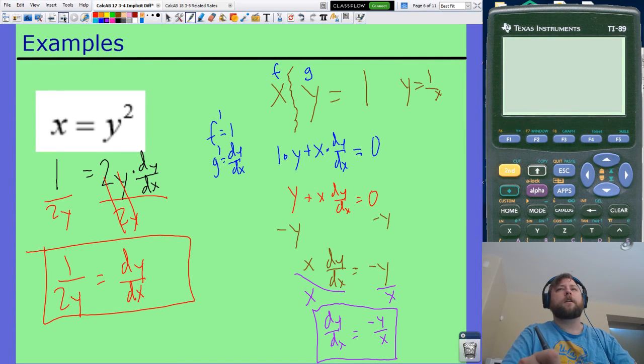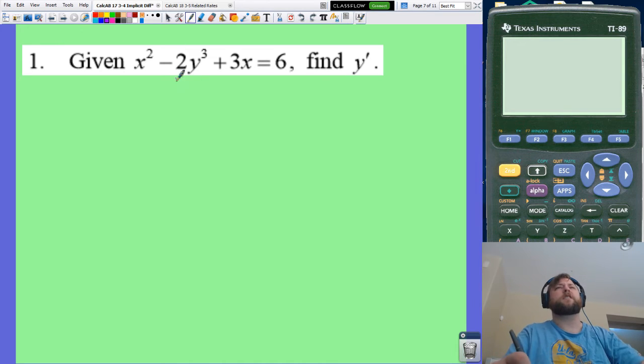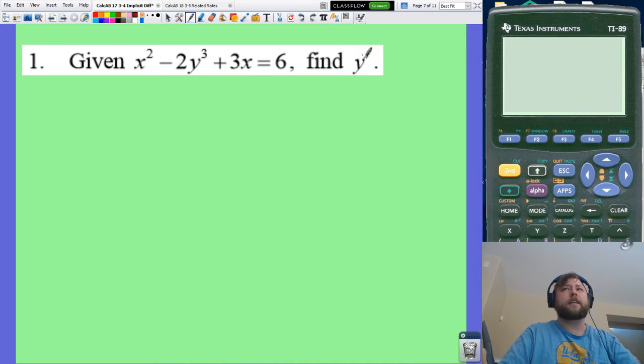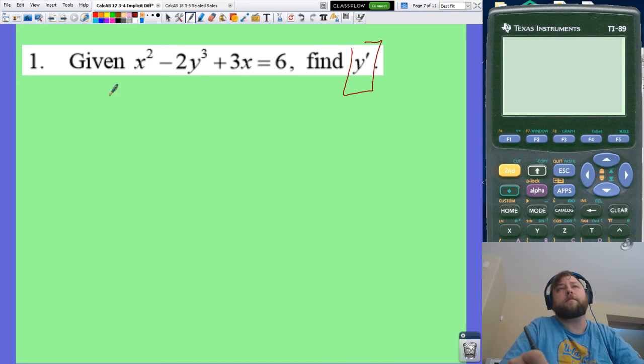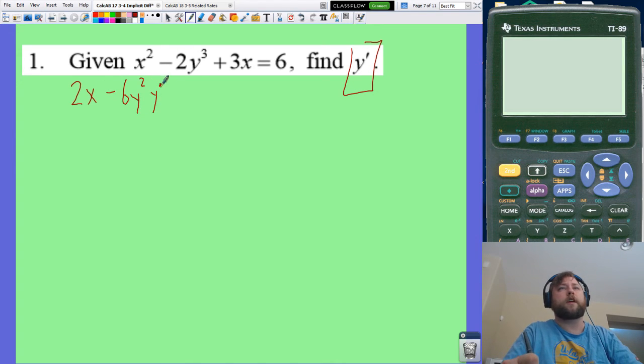All right. Let's do some other examples. Let's say this one, a little messier, find y prime. Now you can write it as y prime or dy/dx. I don't care. I'm going to write it as y prime this time, just because. So the derivative of x squared is 2x. And this will be minus 6y squared times y prime, or dy/dx. I'm going to write y prime this time. And then plus the derivative of 3x is 3, equals 0.